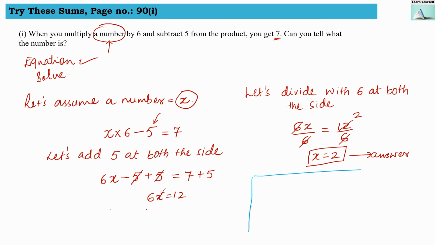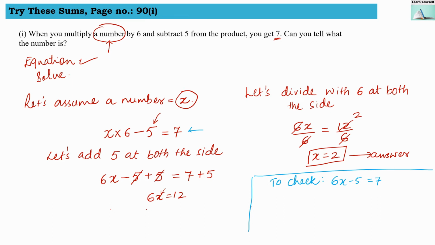So to check, this you do not need to write. This is just only for the understanding. Now this is our equation. Let us put x equals to 2 into that. Our equation is 6x minus 5 equals to 7. So when we are substituting value of x into this, we should get 7. If we are getting 7, then our equation and x equals to answer is correct.